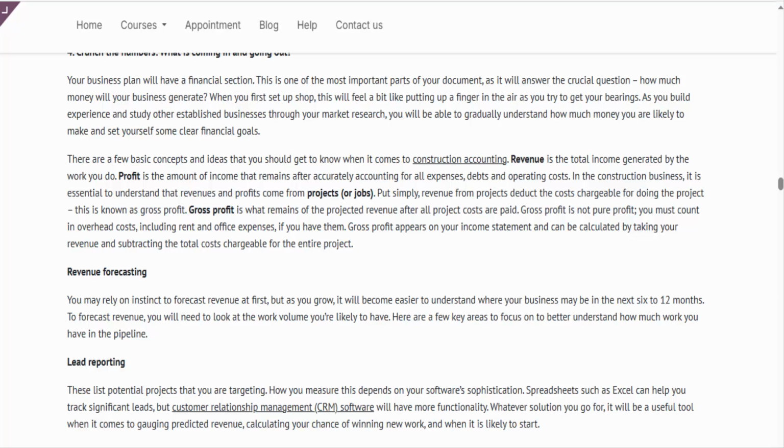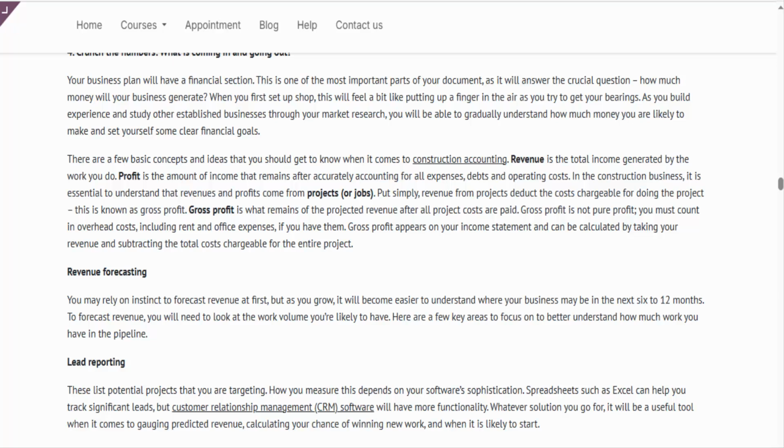revenue from projects, deduct the costs chargeable for doing the project. This is known as gross profit. Gross profit is what remains of the projected revenue after all project costs are paid. Gross profit is not pure profit. You must count in overhead costs, including rent and office expenses, if you have them. Gross profit appears on your income statement and can be calculated by taking your revenue and subtracting the total costs chargeable for the entire project.